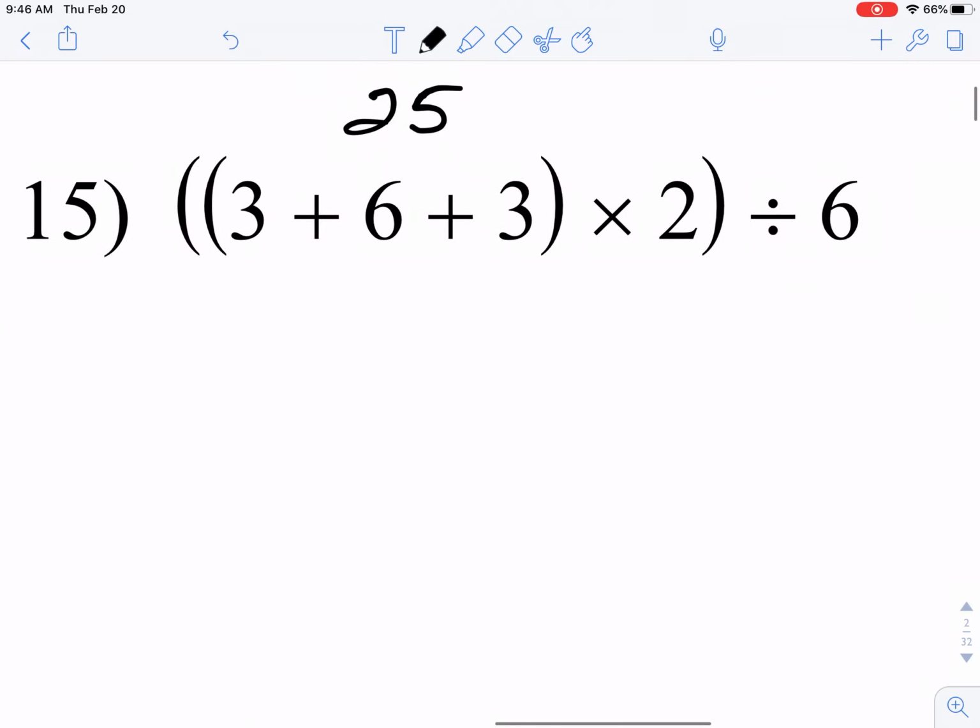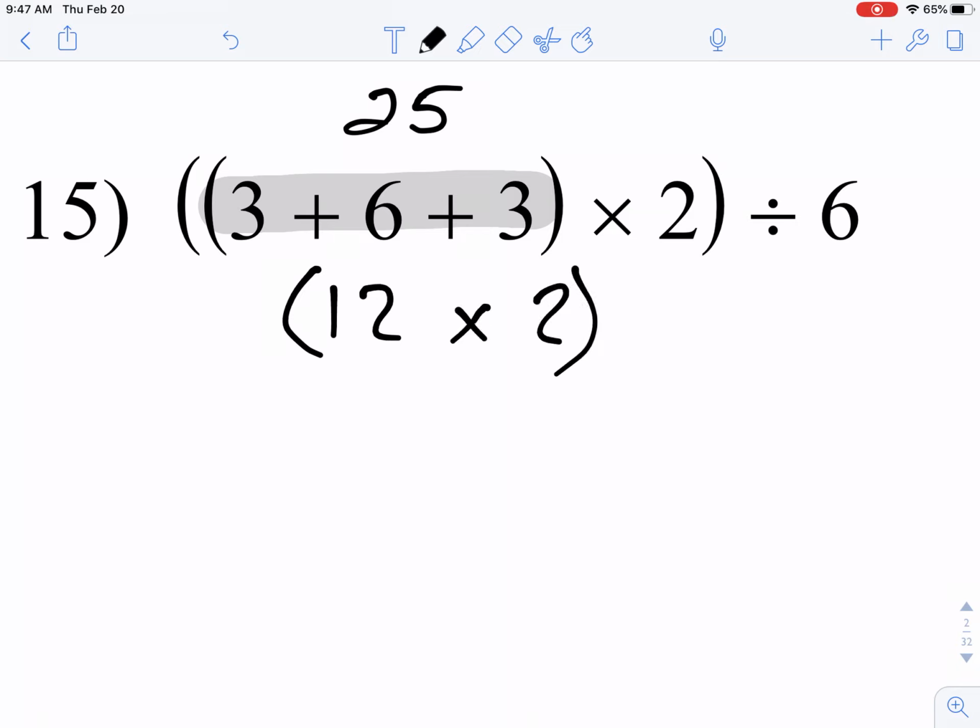Moving on to problem 15. Again, order of operations says to do parentheses first. There's 2 sets of parentheses here, so you do the inner set of parentheses first. 3 plus 6 is 9, plus 3 more is 12. And then we've got times 2 and the outer parentheses left. So we bring down the times 2, we bring down the division sign and the 6 and the parentheses. 12 times 2 is 24. Divide 6 drops down. 24 divided by 6 is 4.